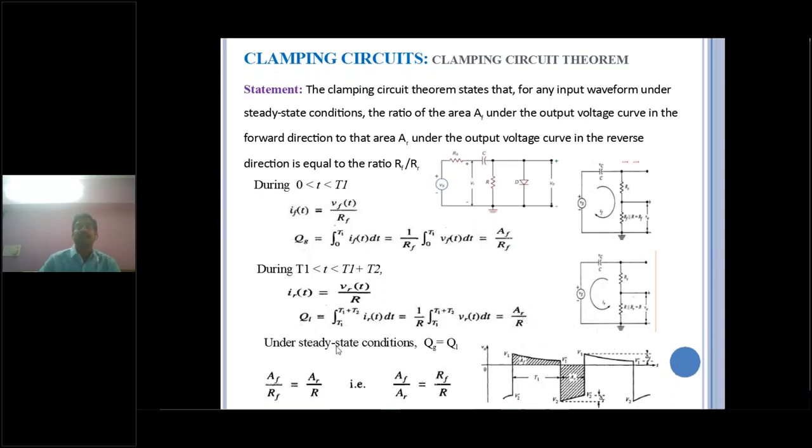Now, under steady state conditions, both will be equal. That means charge gained equals charge lost. Equating them, we find the relation AF by AR equals RF by R. This is the clamping circuit theorem.